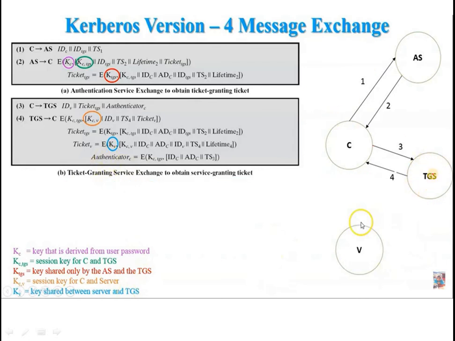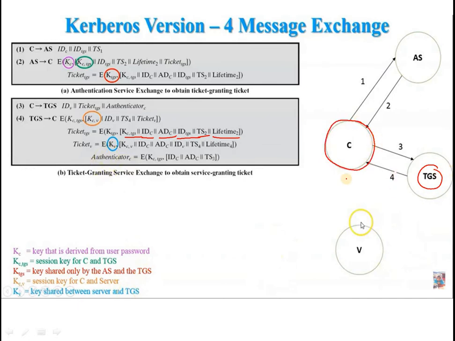Once this information is received by the ticket granting server, it will decrypt that particular ticket. The ticket TGS will be decrypted, and it will come to know KC,TGS, that is the ticket granting session key of the client as well as the server. Then the identifier of the client, the network address of the client, the identifier of the TGS, timestamp 2 and lifetime 2. All this will be known by the TGS, and it also comes to know that he is a valid, authenticated client.